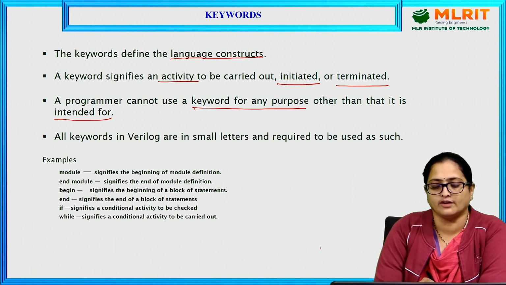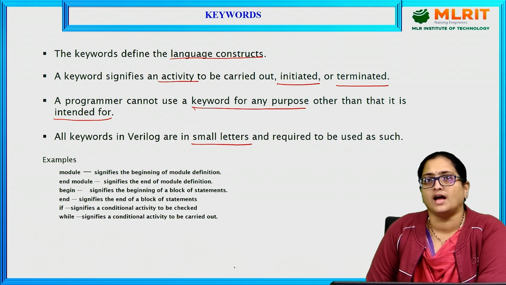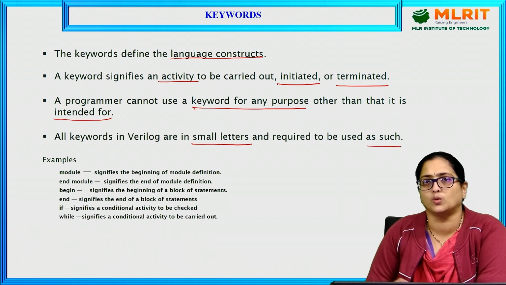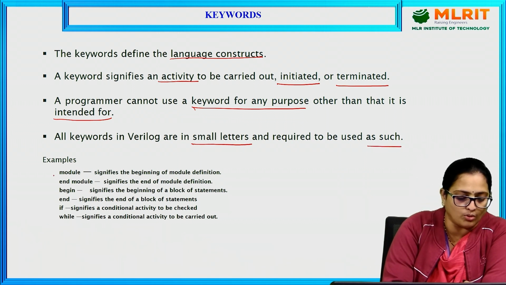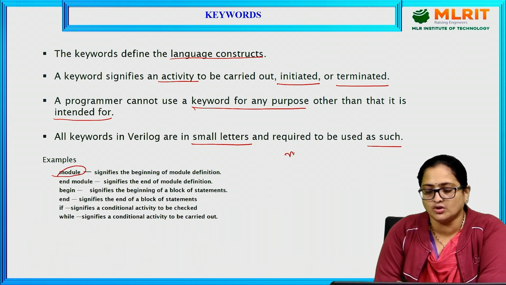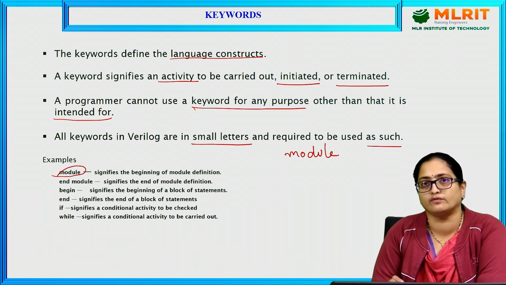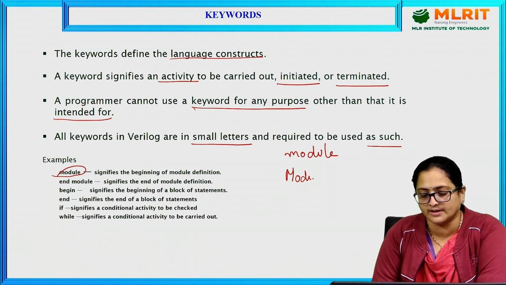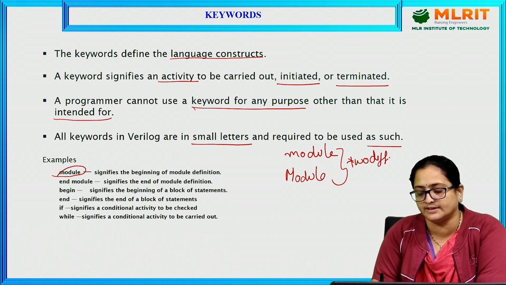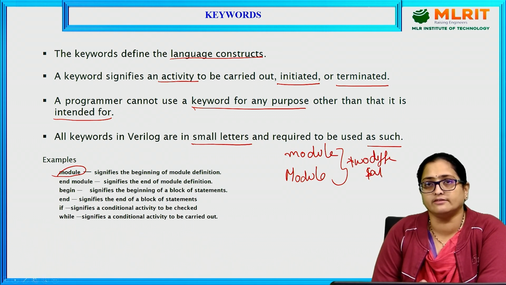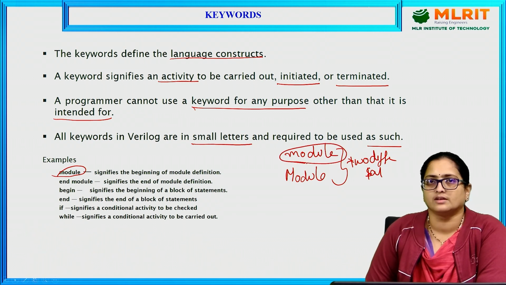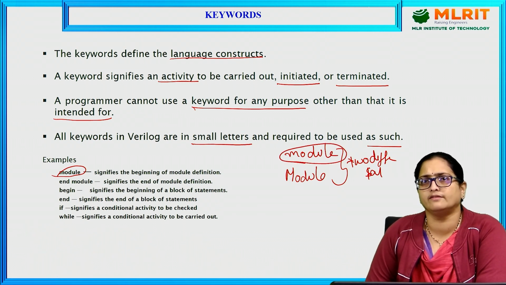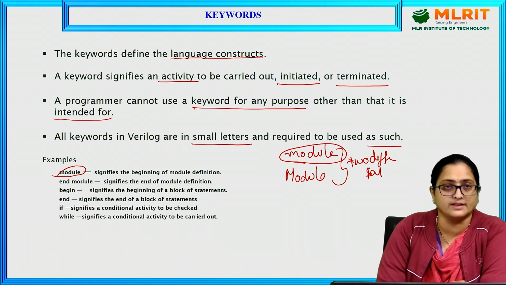All the keywords in Verilog are in small letters and are required to be used as such. For example, here module is a keyword. The module which you are representing should be in small letters itself. You should not use capital M and remaining small. These two are considered as 2 different things. The keywords which you are using will be with small letters, not capital letters.